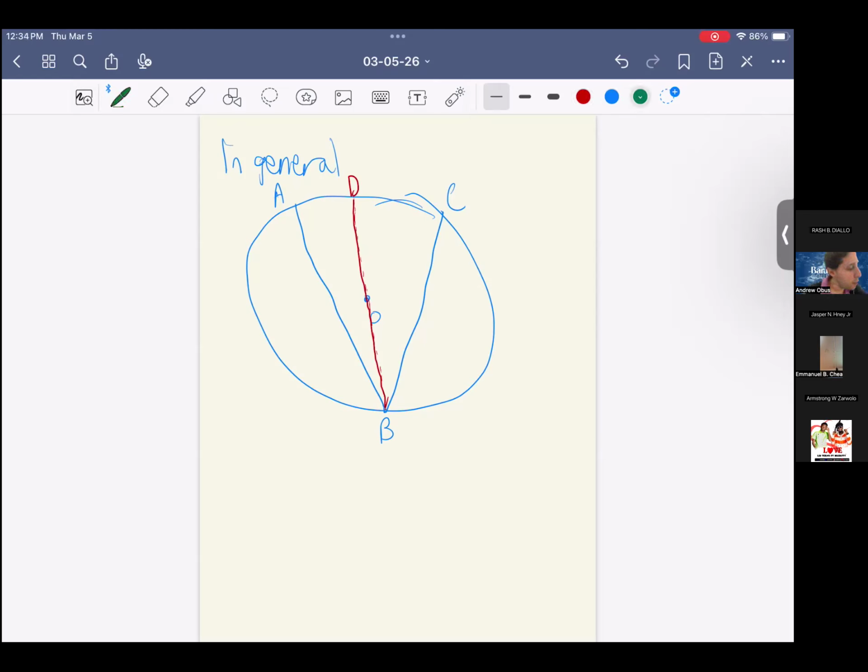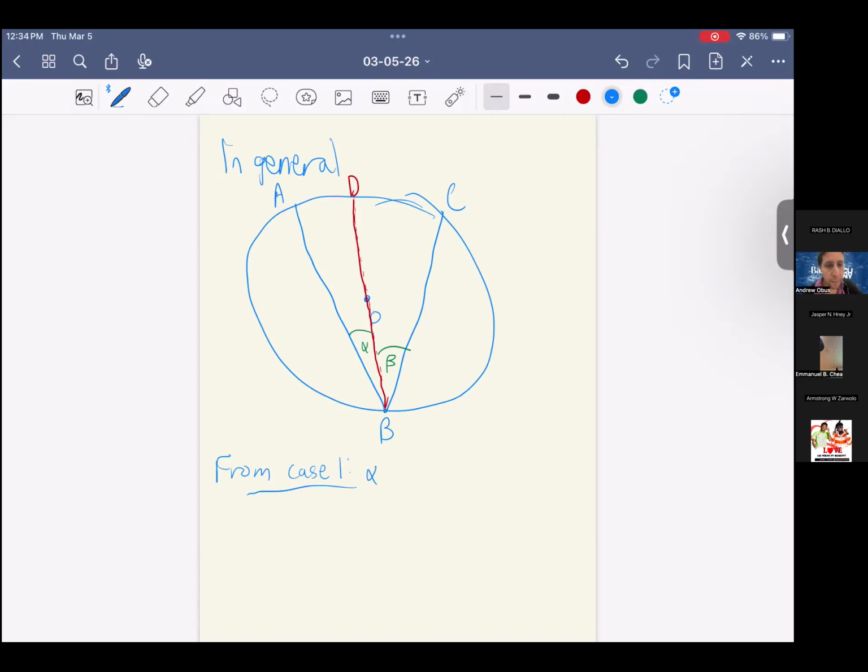And let me write two angles here. Maybe I'll call this alpha, and I'll call this angle beta. And well, what we know is from case 1, we know that... Yes, question?